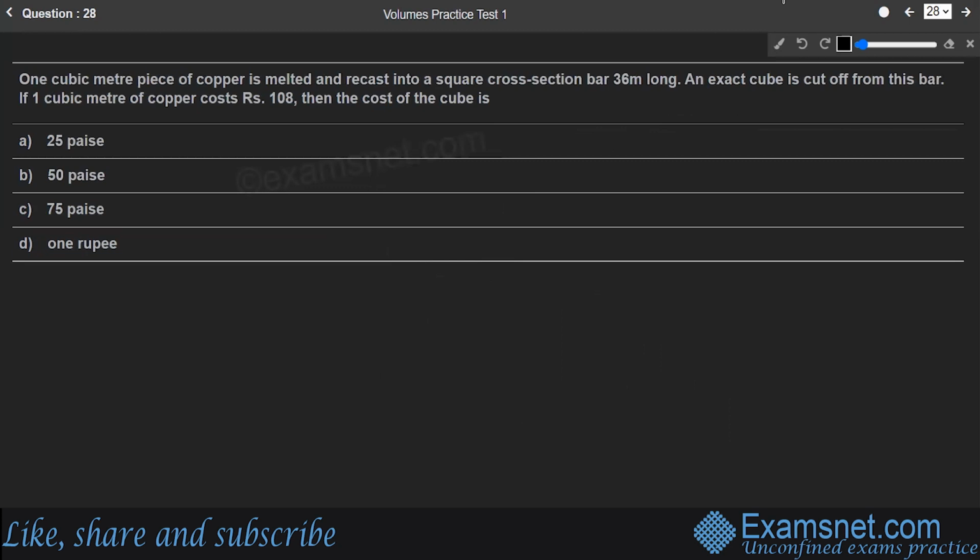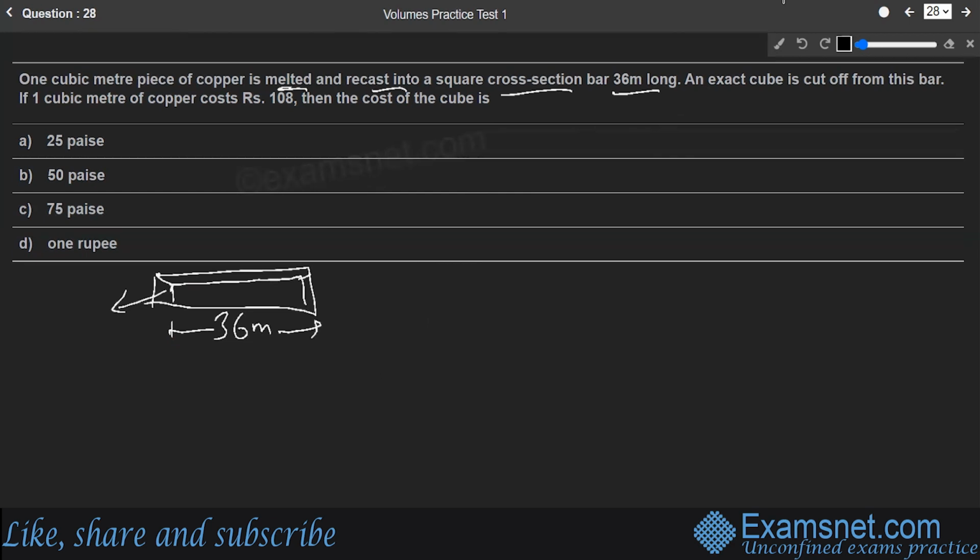Now he says a 1 cubic meter piece of copper is melted and recast into a square cross section bar of 36 meter long. Okay, so there is a cross sectional bar. This is a bar and whose cross sectional area is like this. This particular cross section area we have to assume, and the length of this bar is given as 36 meter. So this way we can find out the volume obviously.